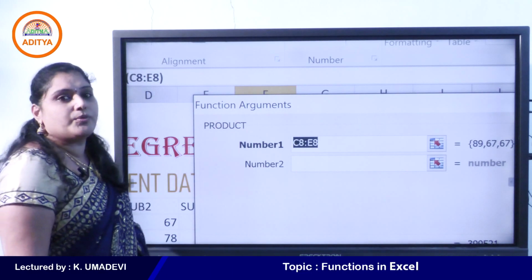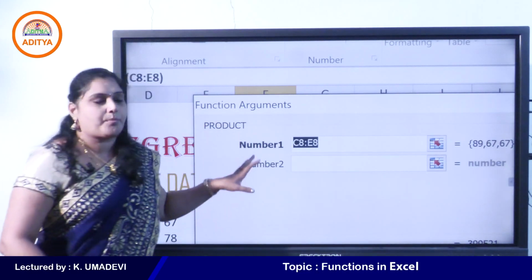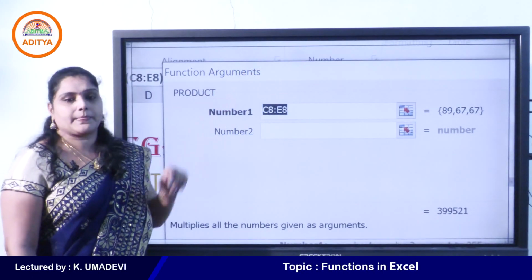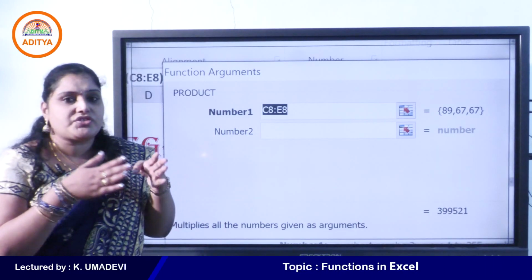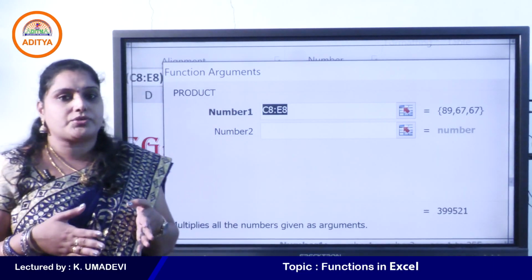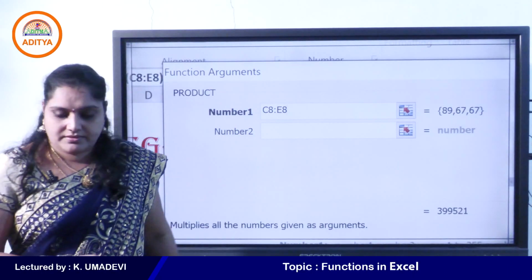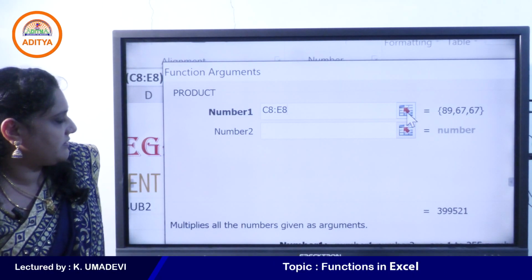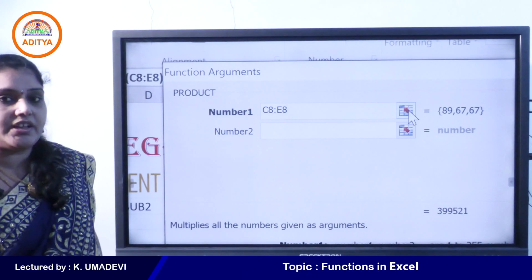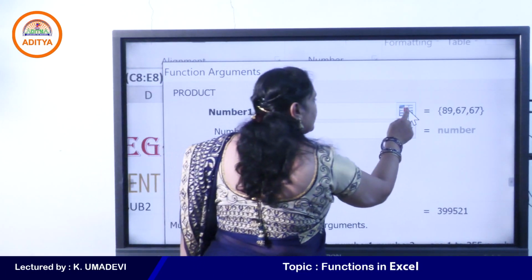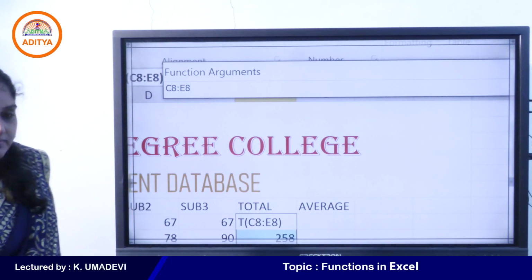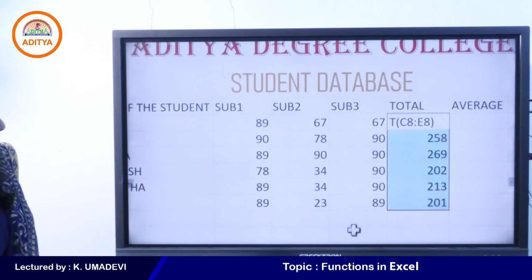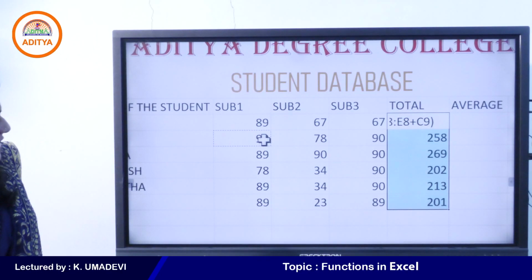Okay. So now the product function arguments dialog box is displayed on the window. Again the arguments are automatically inserted. See, if you want to change the selection range or if you want to enter a value, simply just click on the, see, each and every text box contains a selection range button. Just click on the, for example here I need to multiply these three values or these three values.